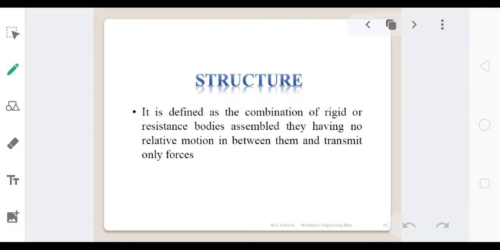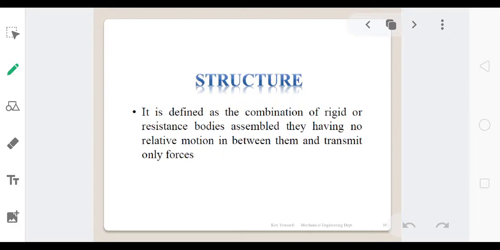Now the next part is the structure. It is defined as a combination of rigid or resistant bodies assembled, having no relative motion between them, and transmitting only forces. Before going to the structure, we have to understand what a rigid body is. When we apply forces on rigid or resistant bodies, they do not get deformed because of these forces. So they are called rigid bodies.